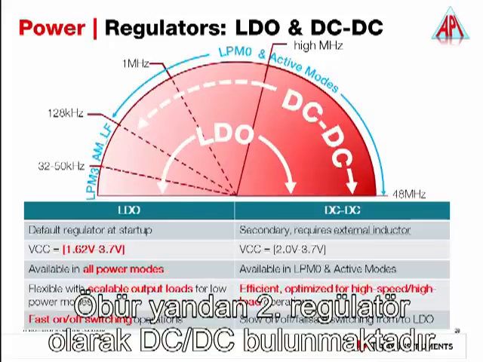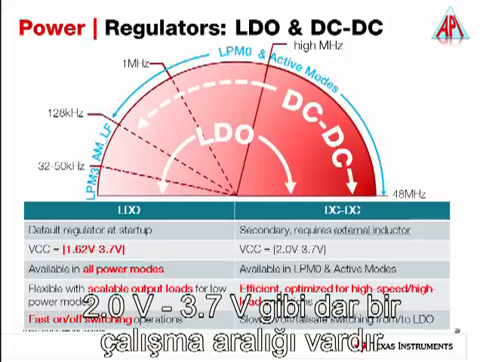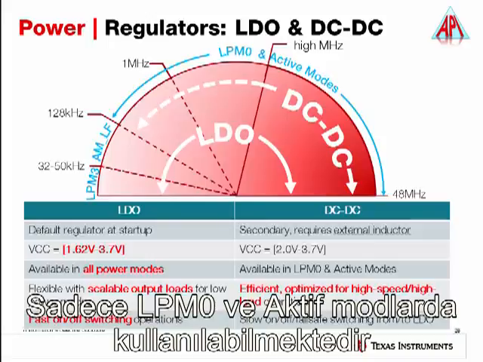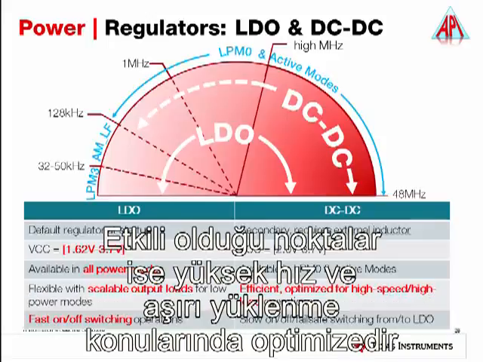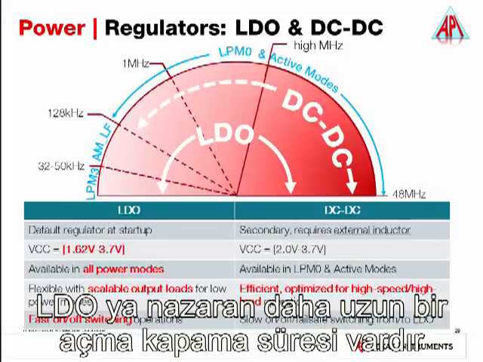On the other hand, the DC-DC is a secondary regulator. It also requires an external inductor, so there is an additional cost that needs to be considered into the system. It has a smaller operating range, starting at 2 volt all the way to 3.7 volts. The DC-DC is also only available in LPM0 as well as active modes. So what it lacks in terms of operating range, it makes up in its efficiency and is highly optimized for high speed and high load operations.